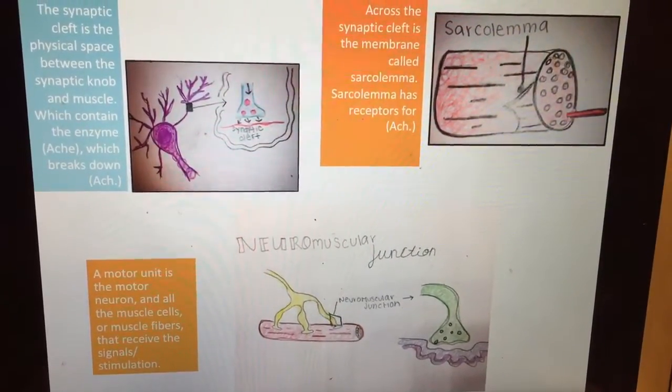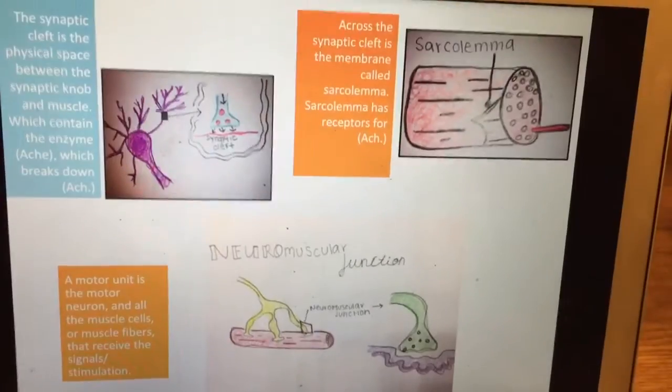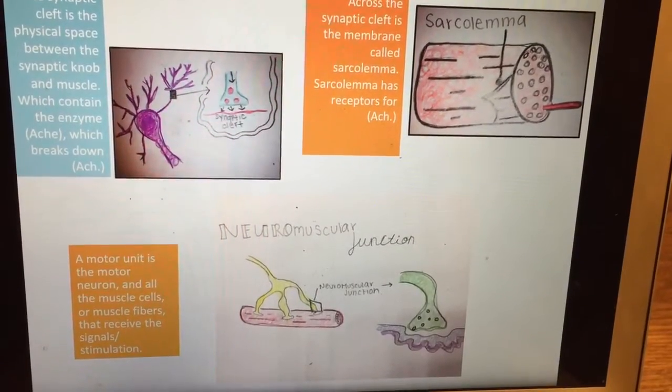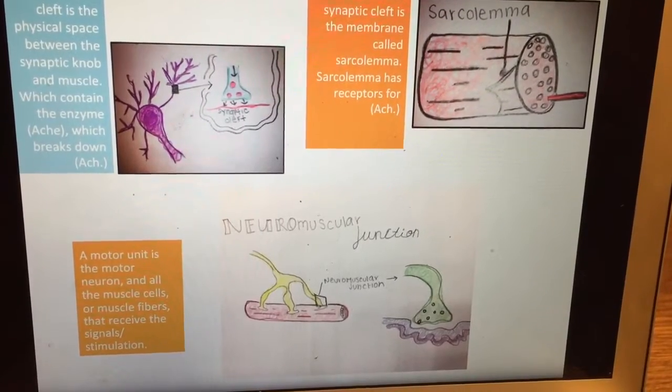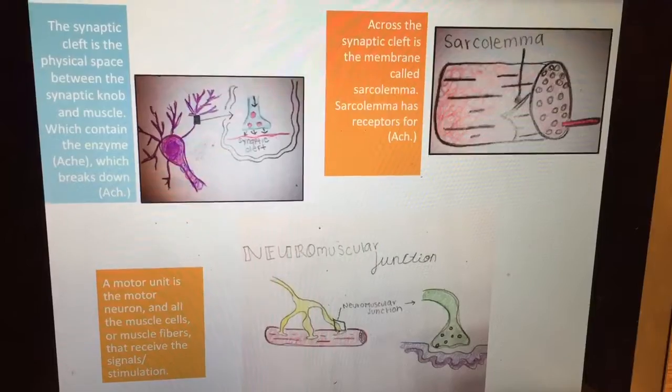A motor unit is the motor neuron and all the muscle cells or muscle fibers that receive the signals or stimulation. Please take a moment to review the pictures I have provided.